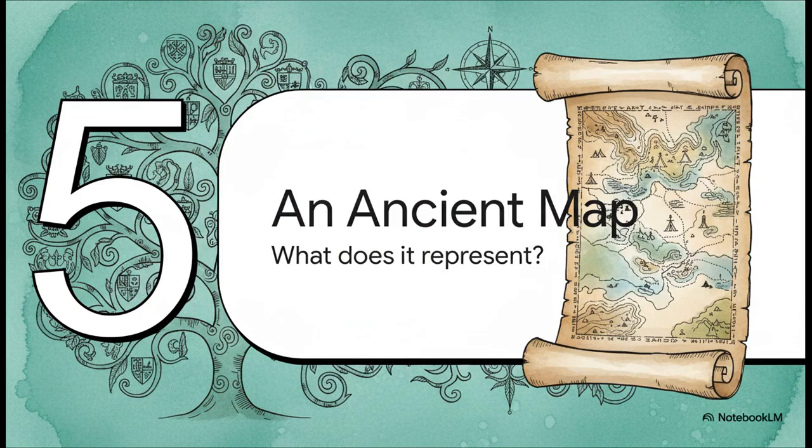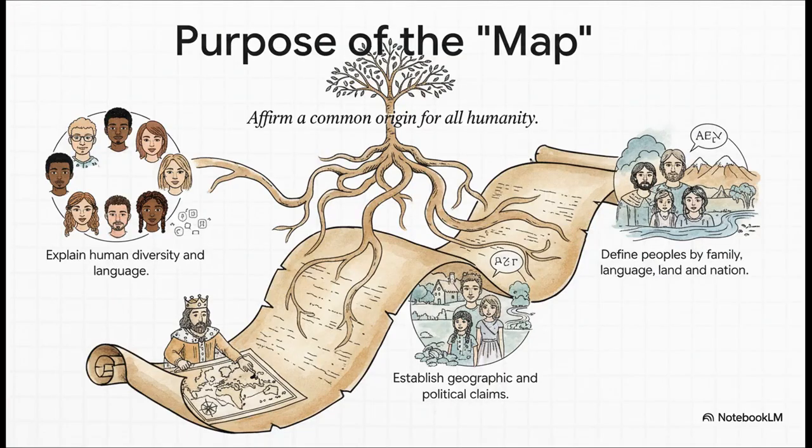So, after charting these 3 family lines all across the globe, let's just zoom out for a second. What have we actually been looking at here? What's the real purpose of this incredibly detailed document that's part family tree, part world map? You see, this was way more than just a list of names. It was an ancient form of, you could say, ethnography and political geography.